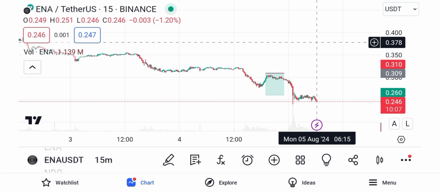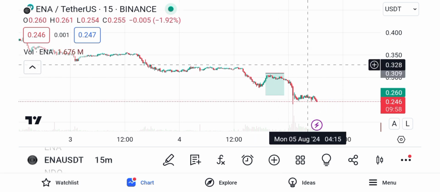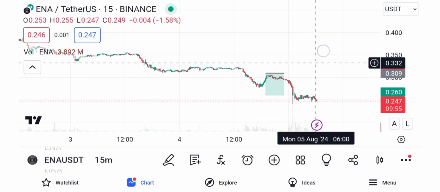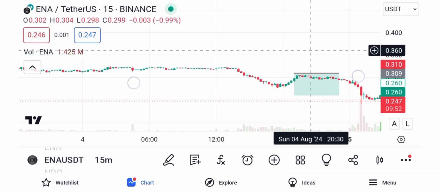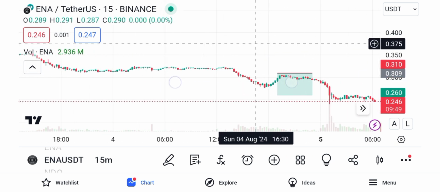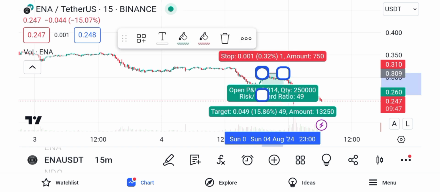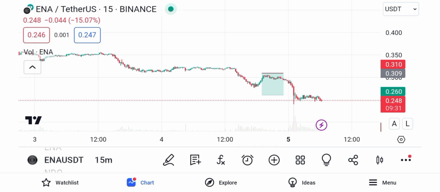So this is the trade I took yesterday where I drew my stop loss and take profit. I don't know why this is not showing big like that. Let me zoom it. You can see it. If I click on it, you can see my stop loss was 0.32%, and you can see my target was 15%, and it's more than 50%. The name of the coin I used is ENAUSDT. This is the symbol here.